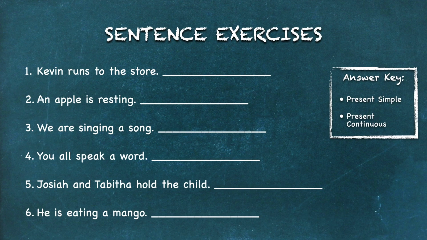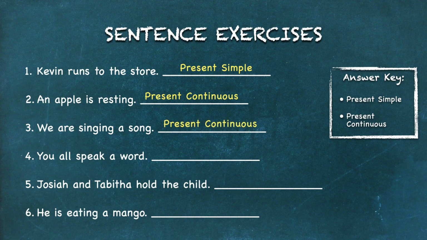For sentence number 1, the answer is present simple. Number 2, the answer is present continuous. Number 3, the answer is present continuous. Number 4, the answer is present simple. Number 5, the answer is present simple. And number 6, the answer is present continuous.